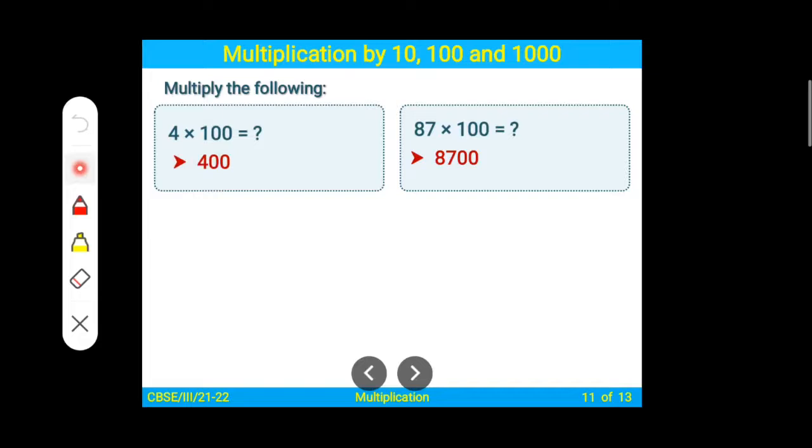In the case of 10, what are we doing? We are adding one 0. Whenever you do the same thing with 100, you have to add two zeros in place of one.